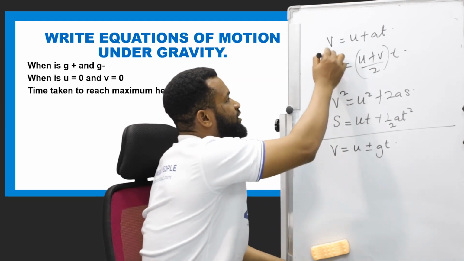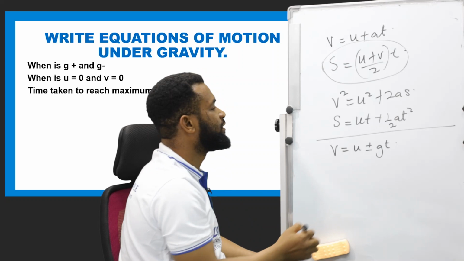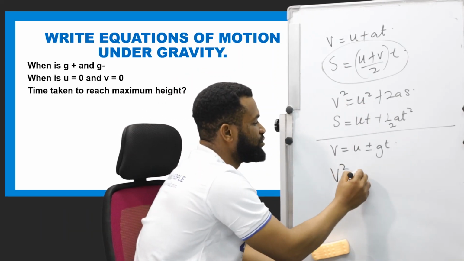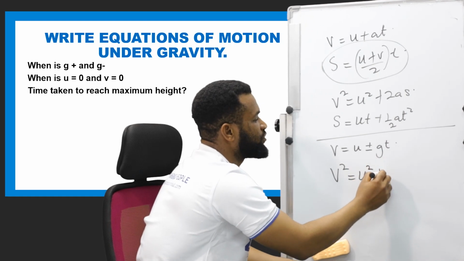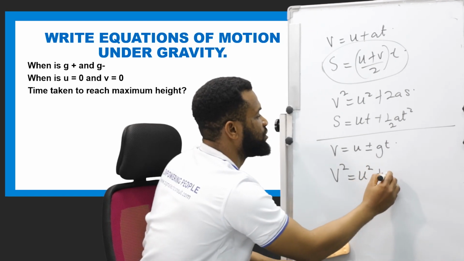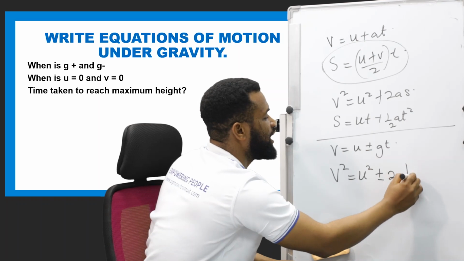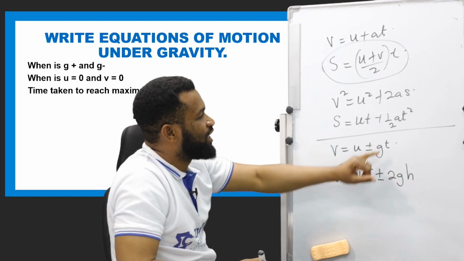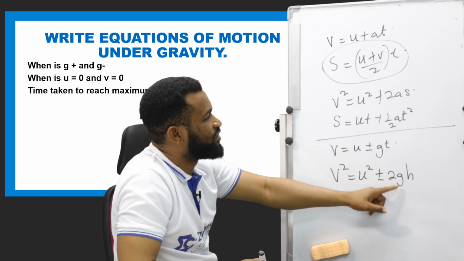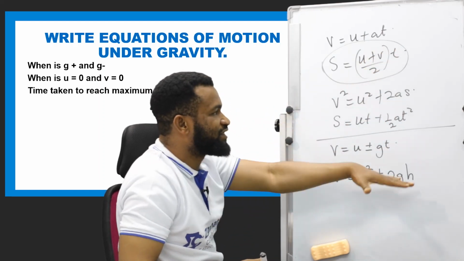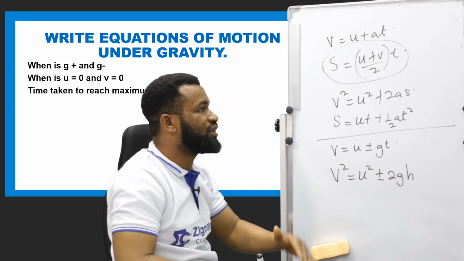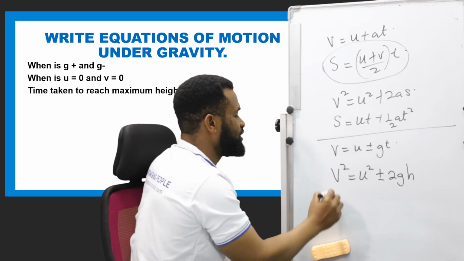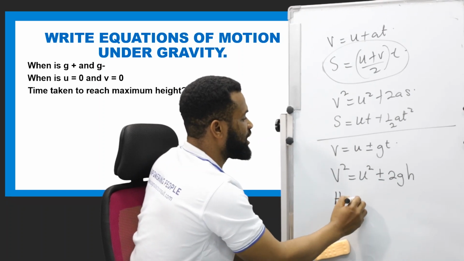Then I will leave this. Then I will get to this point where we say that V square is equal to U square plus or minus 2GH. At this point, we are saying that the acceleration here changes to acceleration due to gravity. The linear distance changes to become height because the body is acting up or down. Then the last one, which is S, is also H, which is given as U.